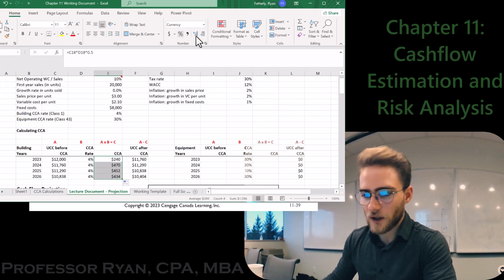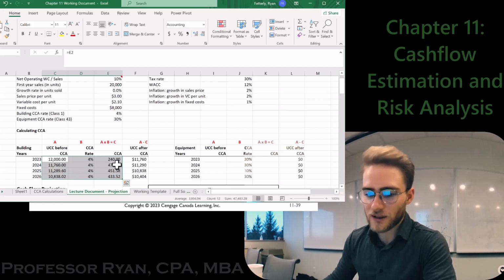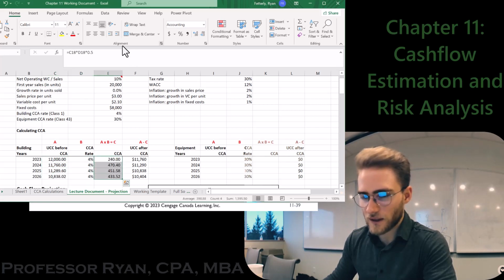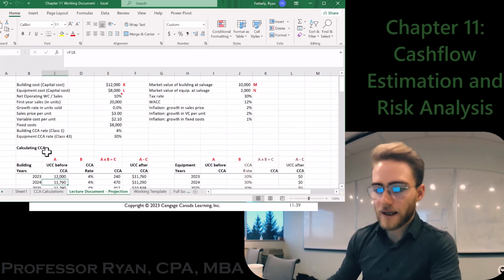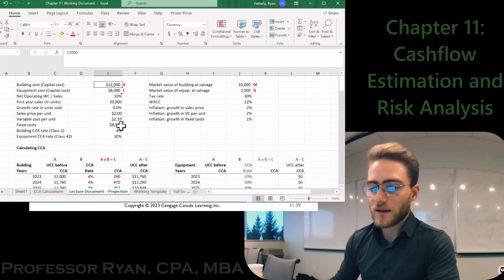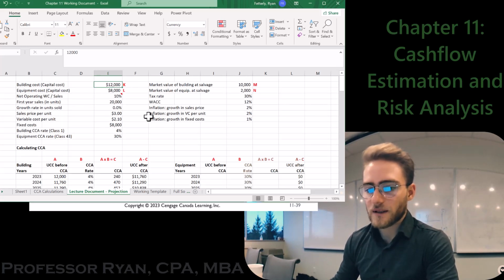I'm just going to put these in commas so don't be confused. These are in millions, so add 3 zeros over here and 3 zeros over here. So that's actually $240,000 right there, but to make it pretty for you, I will take out the zeros. So this is calculating the CCA on the building, and we said we're investing $12 million into the building.